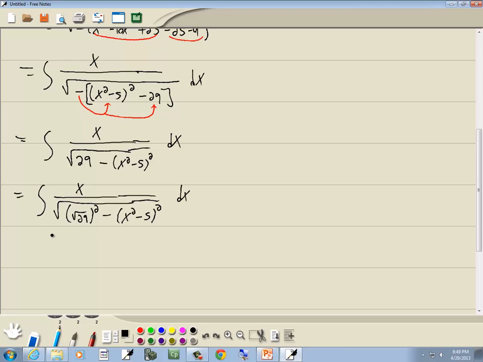Well, a would be square root of 29, u would be x squared minus 5, du, the derivative of x squared minus 5 is 2x dx, which works out well because we have an x up on top. But we don't have the 2, so we'll put a 1/2 out in front, and we'll put a 2 up on top.